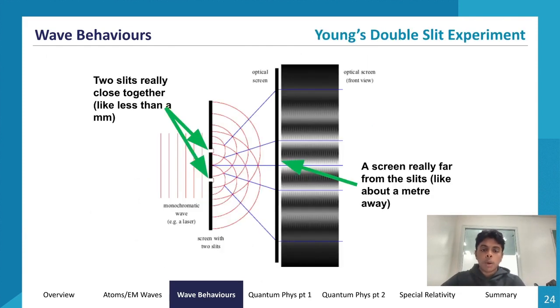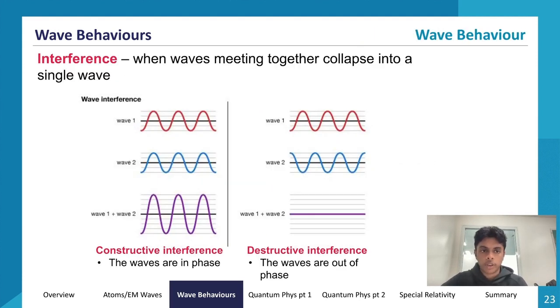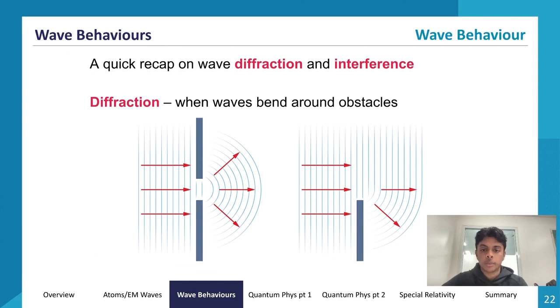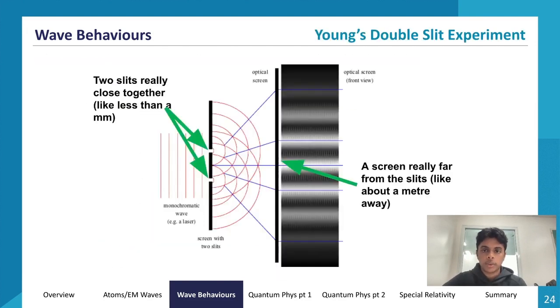So now we'll go through Young's double slit experiment. This double slit experiment proved that light exhibits wave behaviors. He shone light through two gaps, these two slits, and observed a diffraction pattern. We can see here these two slits are really close together, almost less than a millimeter, and the screen is really far away from the slits, around a meter.